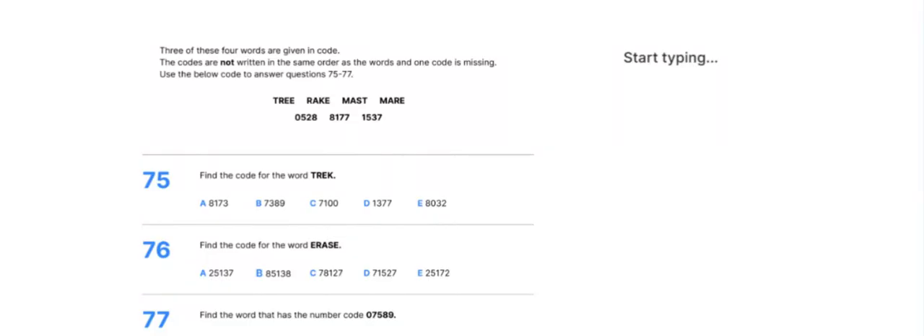8177. Good. So now you can figure out that T is equal to 8. You know that R is equal to 1. And you know that E is equal to 7. So you know that so far, right? So you can make yourself a key.